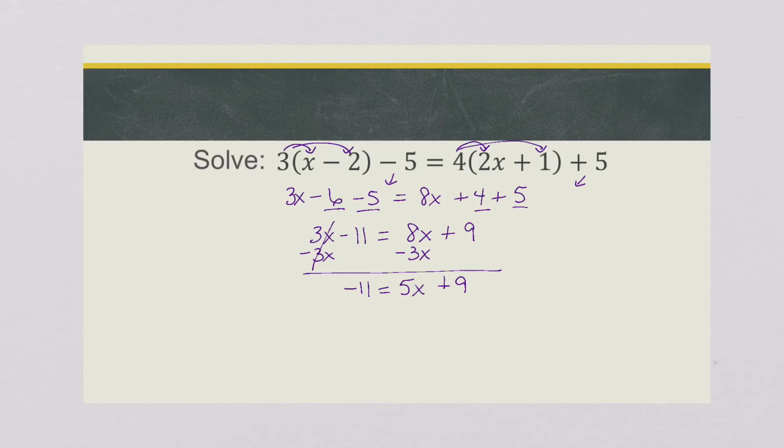My next move will be I subtract 9 from both sides. Negative 11 minus 9 is negative 20. And now I want to divide by 5. So this is negative 4 is equal to x. So let's test it.